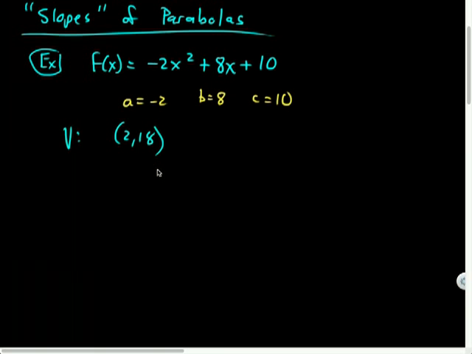So there's the vertex. You guys could tell me maybe the y-intercept. I'll skip the x-intercepts; we'll come back to that. The y-intercept, the classic, is just whatever c is. So that's 10, or I could write that as the point 0 comma 10. Which way does this open? How do you know?